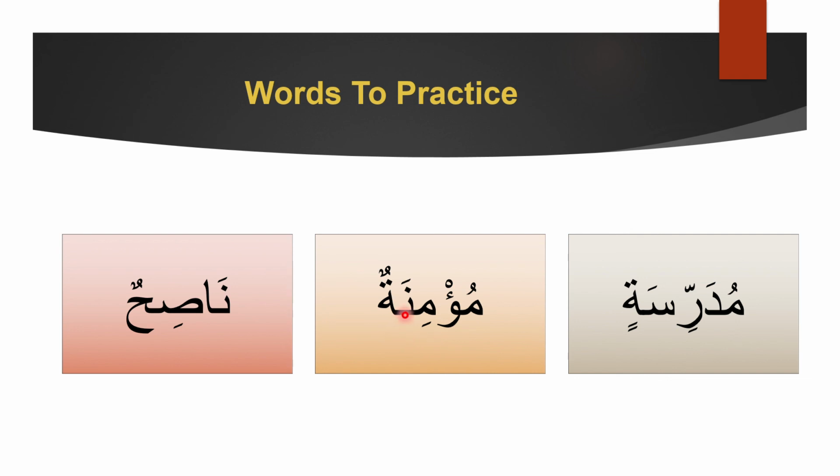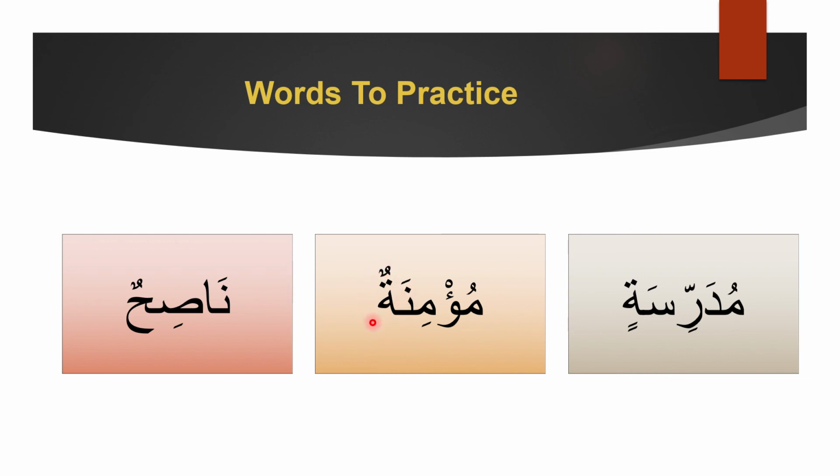Mu'minatun. Again, I can very clearly see the first thing is, oh, there's a ta marbuta and then there is dhamma, which means it's definitely an ism. The ta marbuta clearly indicates that it's female. So we go directly to the female chart. Now, mu'minatun. What does it rhyme with? Oh, I know, it rhymes with muslimatun.